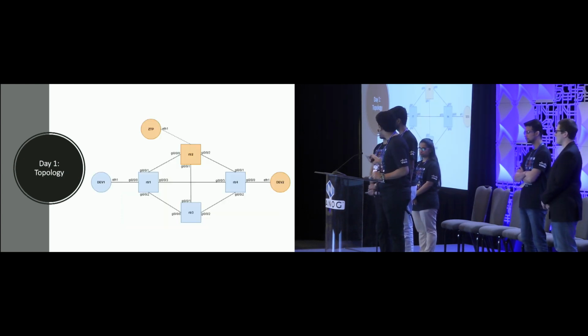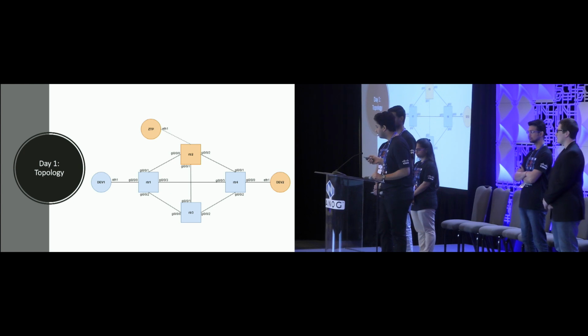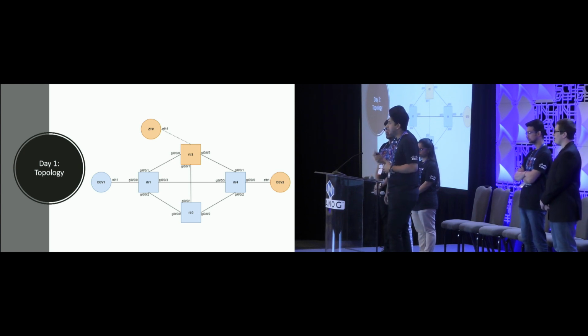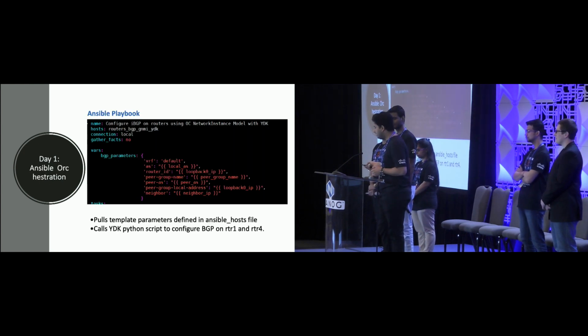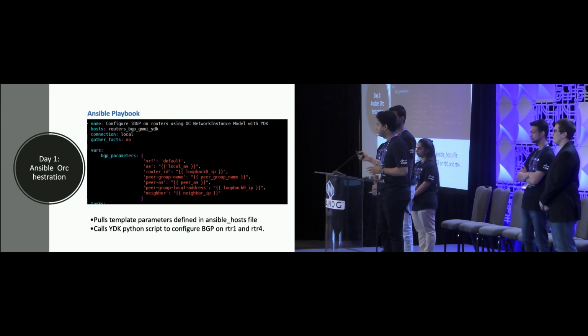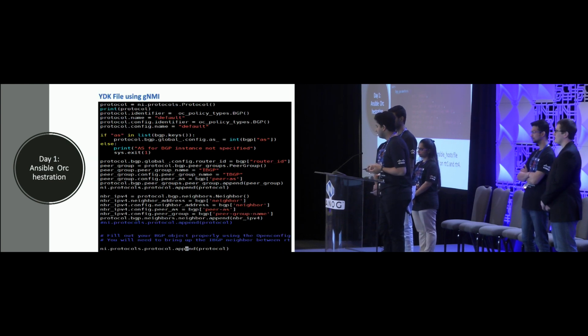So devices here in blue were the devices we started day 1 with. So our dev server and router 1, 3, and 4 to begin with, but eventually we had to incorporate all the devices and run all of the operations on all devices. So how we went about it was we created an Ansible playbook. As you can see, this Ansible playbook had all the BGP configuration, which would be pushed to the topology, and these parameters were being fetched from an Ansible host file.